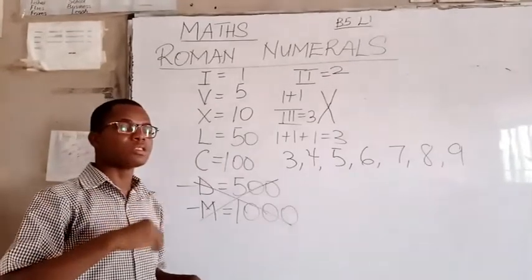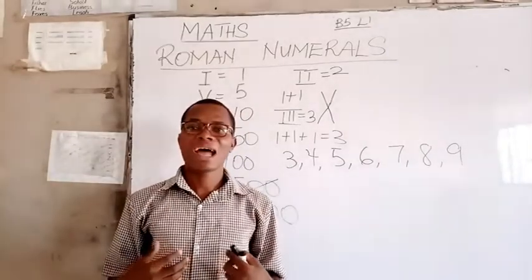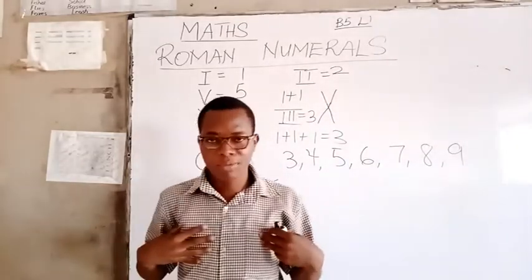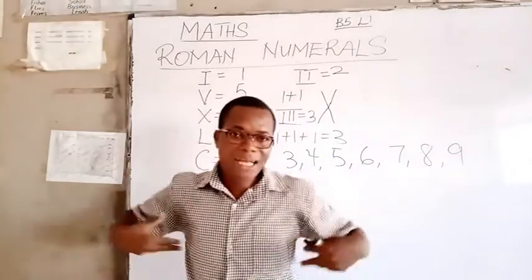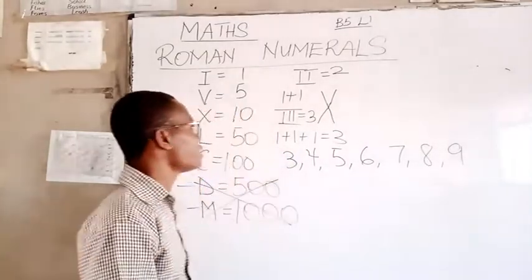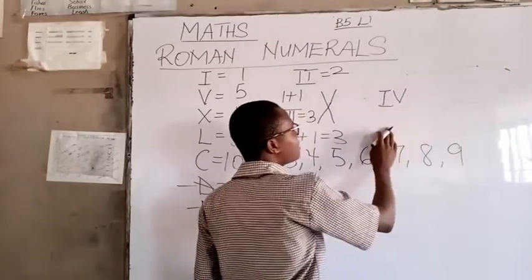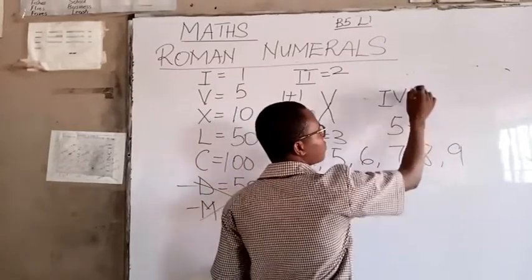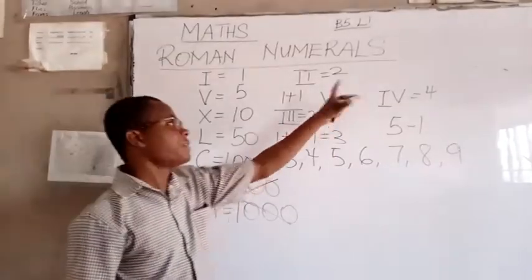Now another thing with respect to the Roman numerals is that whenever you have a bigger symbol and there is a symbol before it, it means that the symbol that comes before the bigger symbol should be subtracted from the bigger symbol. An example is 4. 4, we say it is IV. So this is a bigger symbol, which is 5. You take 1 from it, giving you 4. I hope it's clear. So IV gives you 4.